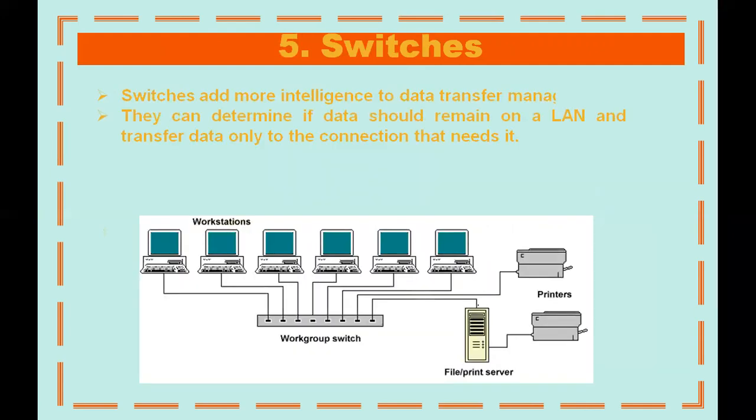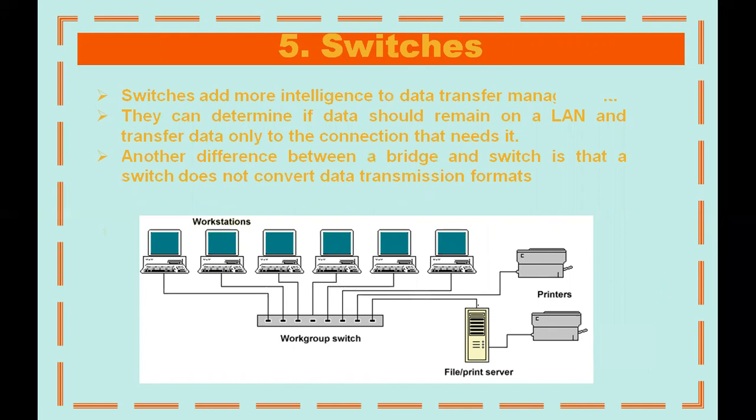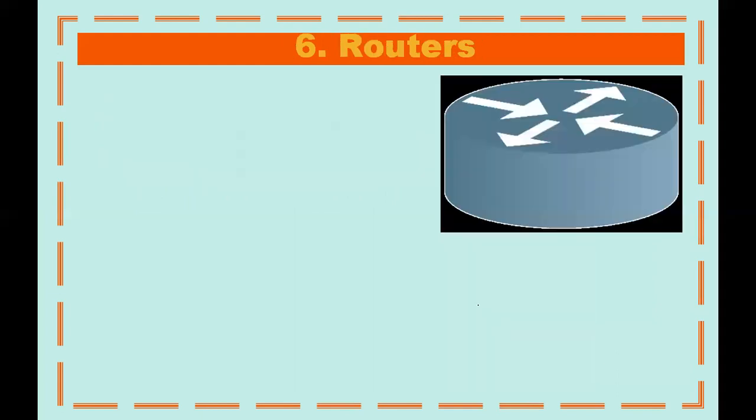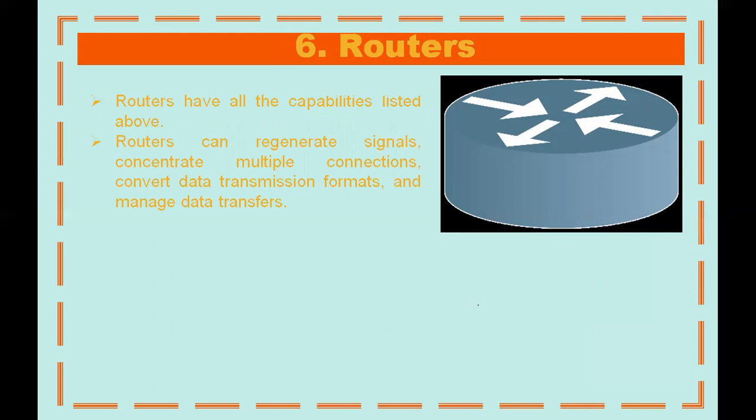Next come the switches. Switches add more intelligence to data handling. They remain the same on the LAN, but differ from the bridge in that switches do not convert the data transmission format. Then comes the router. A router has these capabilities: it can regenerate the signal, support multiple connections, convert data transmission formats, and manage data transfer. They are also used to connect to a wired area network with the LAN cable.